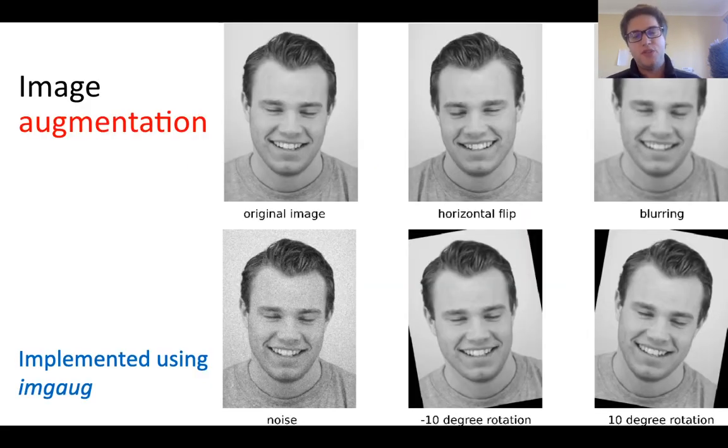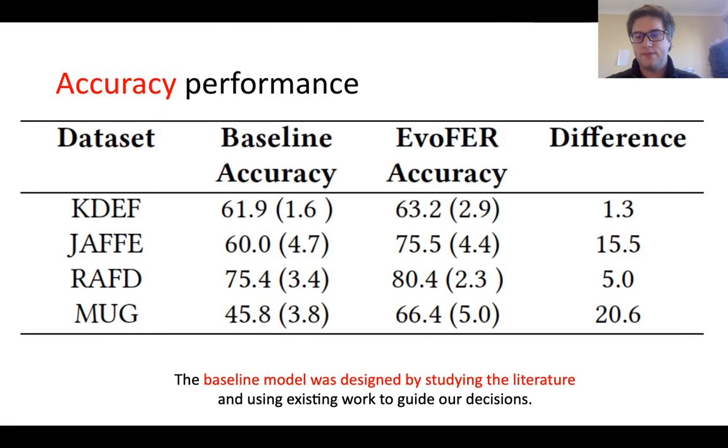And we did some image pre-processing, such as histogram equalization and converting to grayscale, and also image augmentation to increase the number of examples in the datasets. Some of the datasets had very few examples. So we did things such as horizontal flipping, blurring, adding some noise, and random rotation shifts between -10 and 10 degrees. And this was implemented using imgaug.